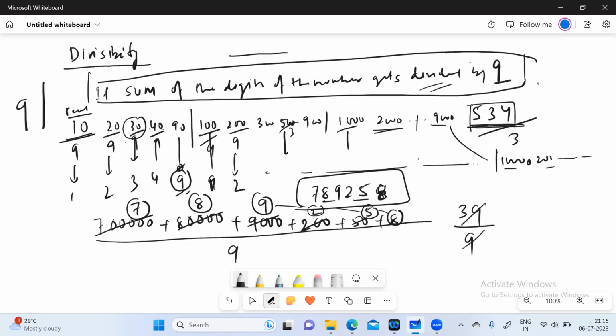So if 39 doesn't get divided by 9, the number will not get divided by 9. Whatever remainder you get here, like the remainder is 3, then if this number gets divided by 9, you will also get the remainder 3. So with the divisibility rule, you can also find the remainders which you get after the division. So is it clear to everyone?